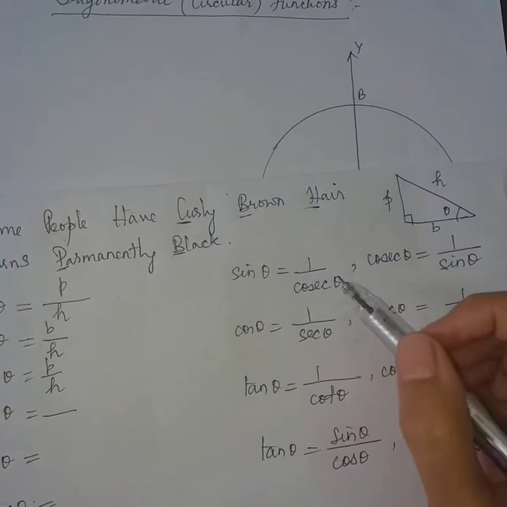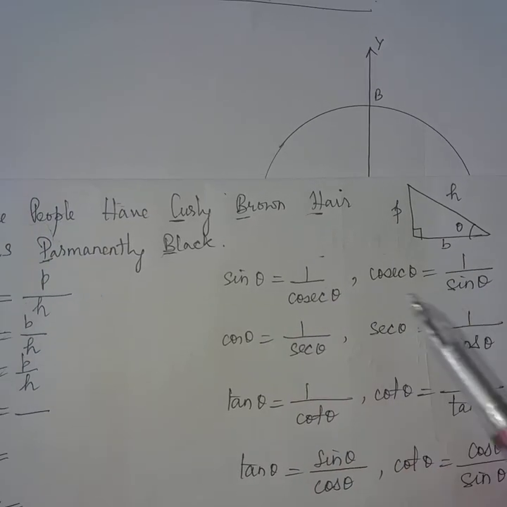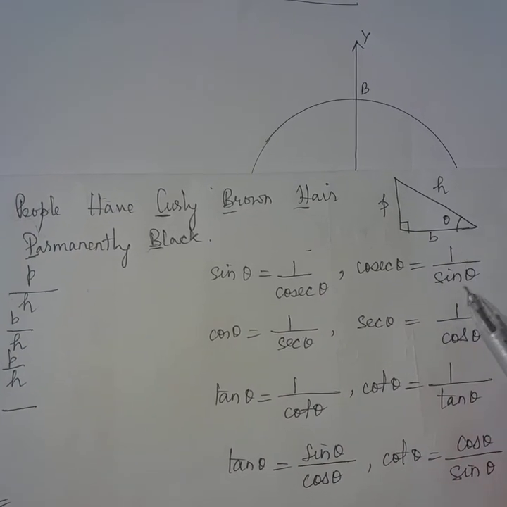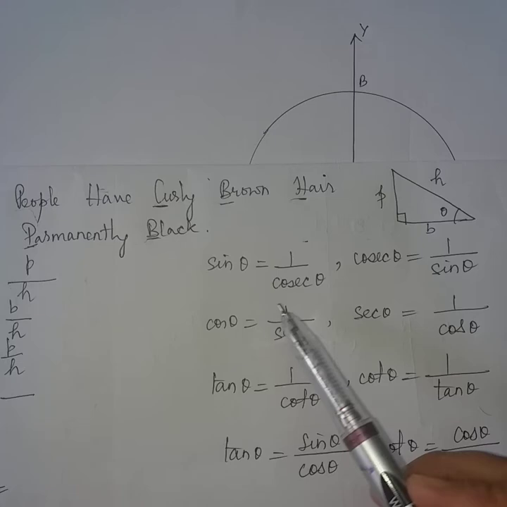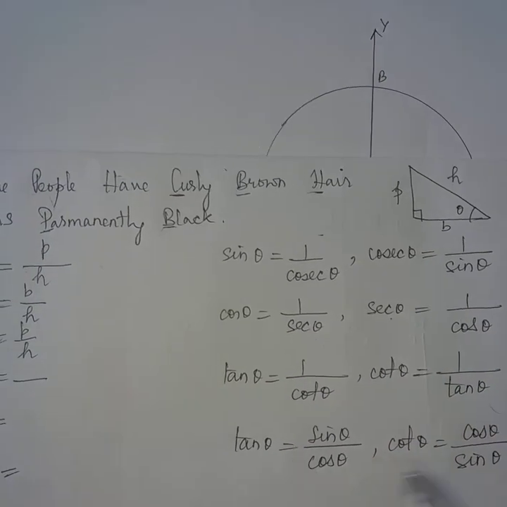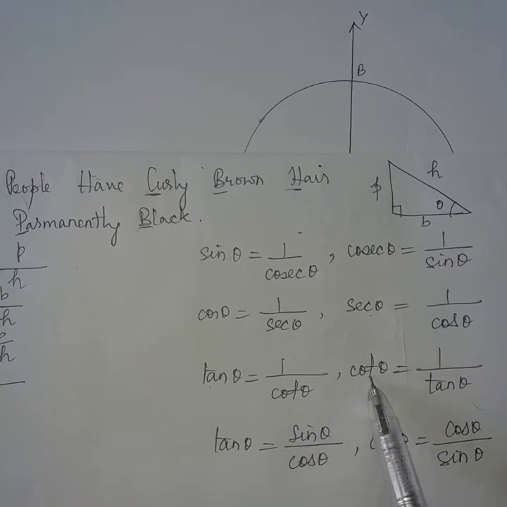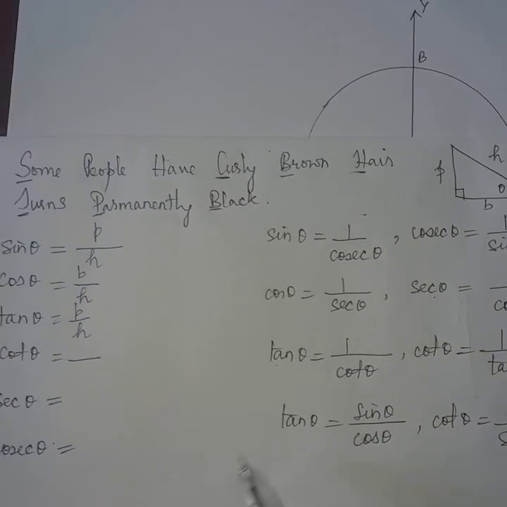Also we know the reciprocal relation of the trigonometric ratios. Sine theta is equal to 1 by cosec theta, or cosec is the reciprocal of sine, and cos theta is 1 by sec theta, or sec theta is the reciprocal of cos theta, and tan theta is 1 by cot theta, or cot theta is the reciprocal of tan theta, and so on.